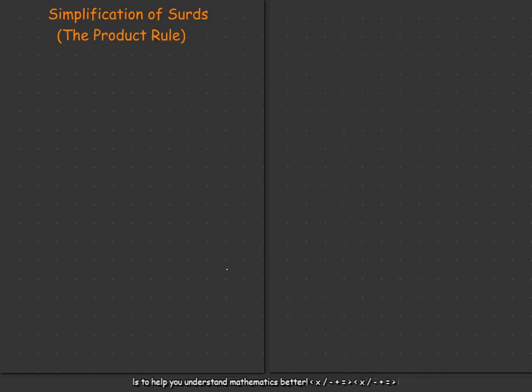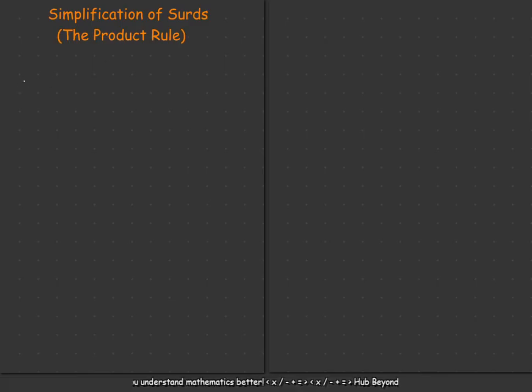In this lesson, we are looking at simplification of surds, and we will focus on the product rule. So, without much ado, let's quickly look into it. Now, the product rule is used to simplify what? Radicals.